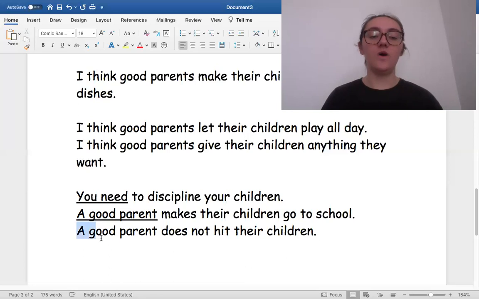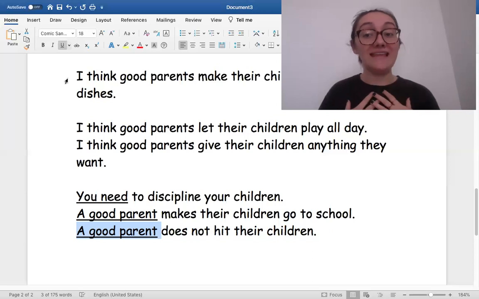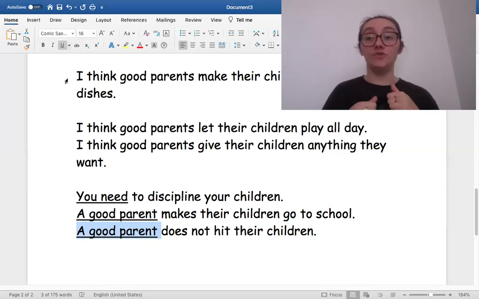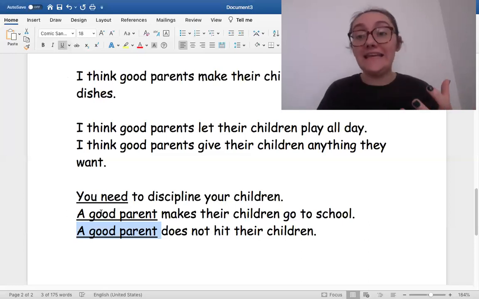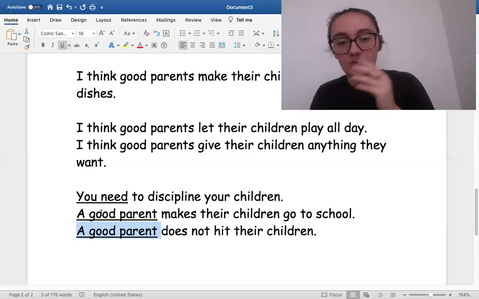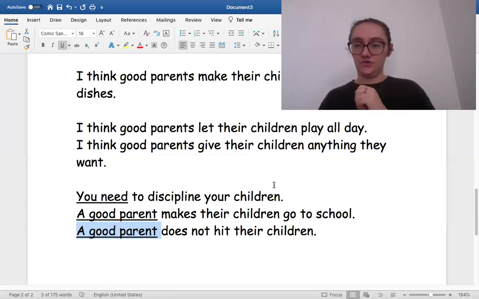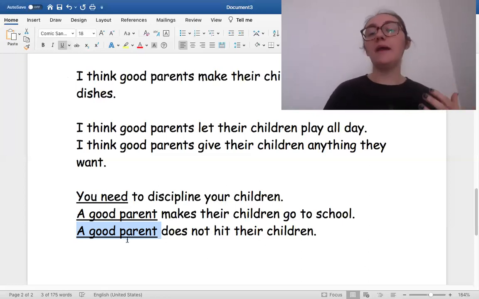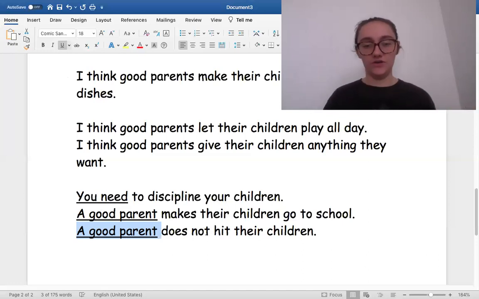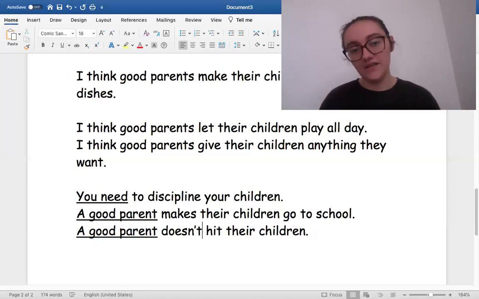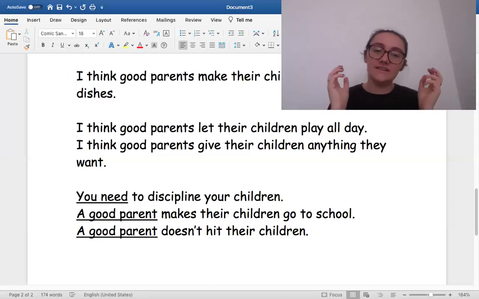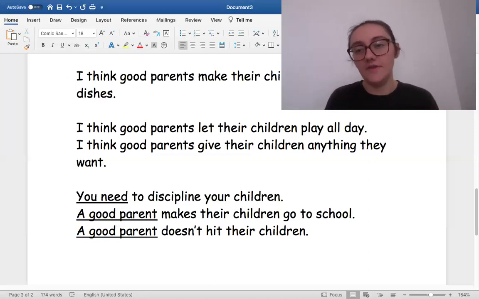So if you want to say something that isn't necessarily your opinion, but something that you think every parent should do, you want to say, you need to discipline your children, right? Or a good parent does not hit their children. You could also say doesn't, right? That's just does and not put together. A good parent doesn't hit their children. So these are some of the ways that you could put it together.